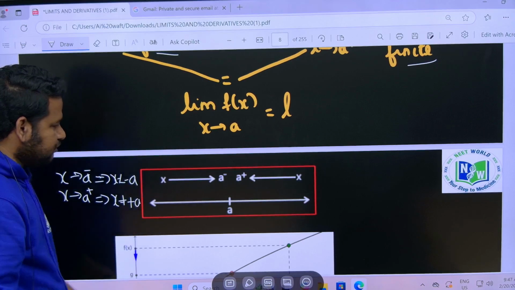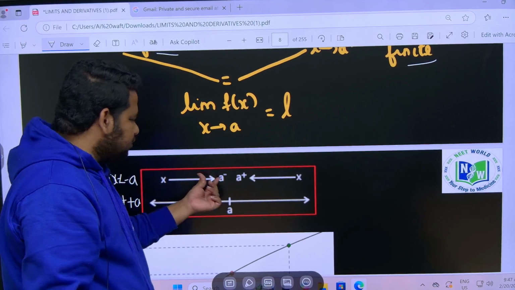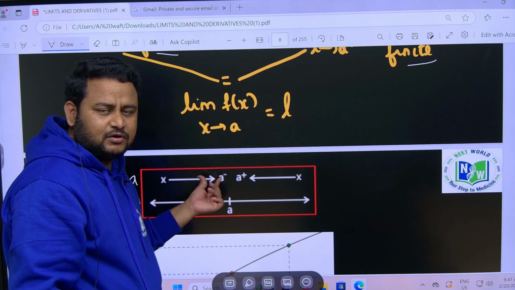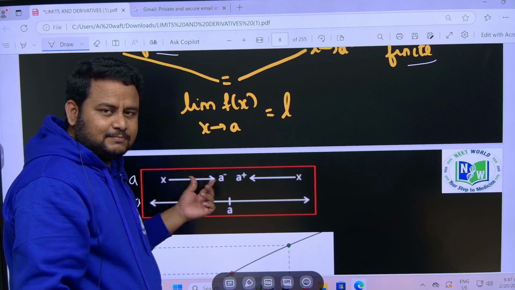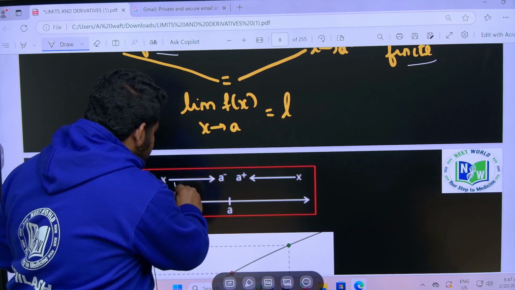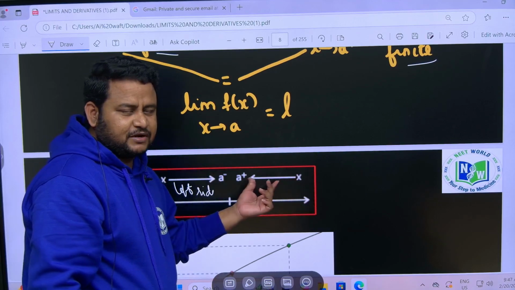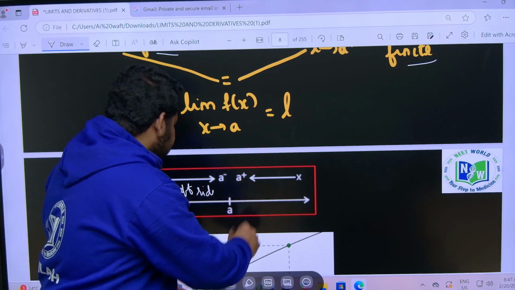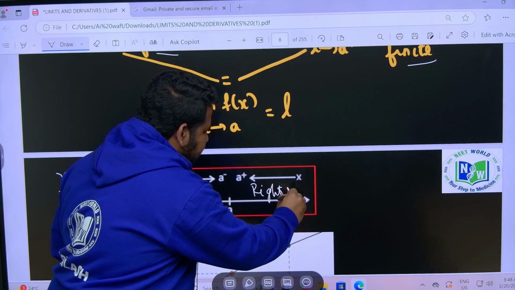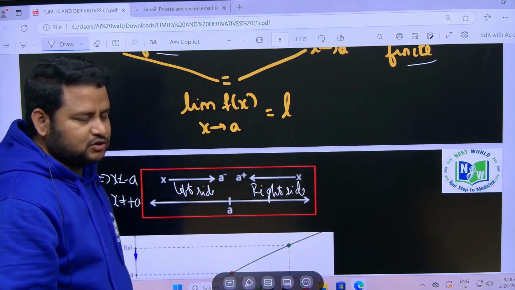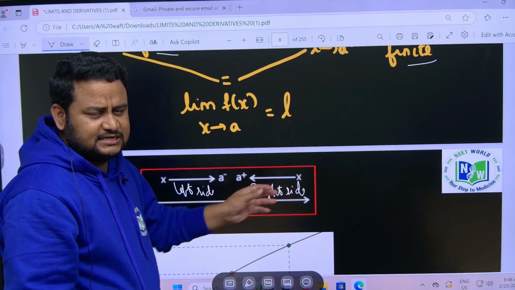What you should understand is, suppose this is point A, and x is approaching from the left side. That is the meaning of a minus. It is not a to the power of minus a; you should say it as x approaching from the left side, that is how we call it a minus. And x approaching from the right side is a plus. Left side is a minus, right side is a plus.